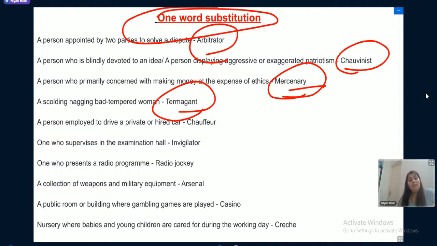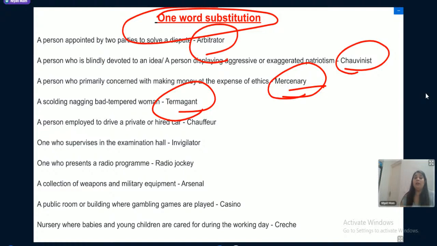A nursery, where babies and young children are cared for during the working day. A place where parents put their young children through the daytime while the parents are working. They send their children to a crèche, right? So the caretakers will take care of them. Okay, so these are the one word substitutions.